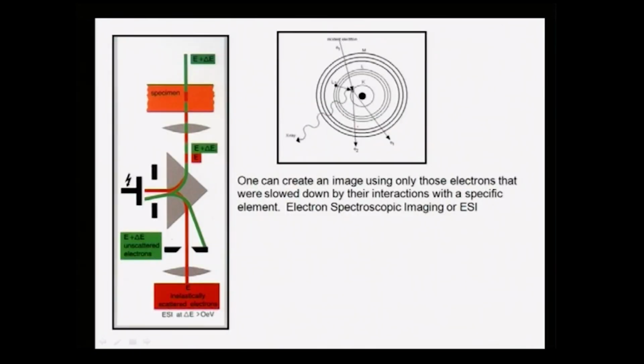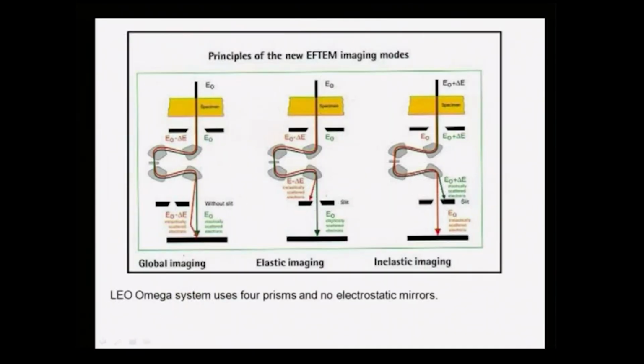Well, one can actually create an image using the electrons that are slowed down by the interaction with specific elements, and that is called electron spectroscopy. That is what I showed here. So basically it is the inelastically scattered electrons which produce the image, and this is accomplished by increasing the accelerating voltage of the TEM precisely by the additional energy needed. One can go up to 100,000 eV. What is done here is simple, like this.